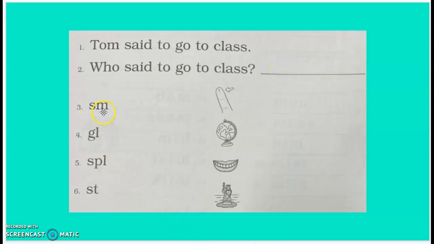Number 3. I'm going to read the pictures first. Split. There is a split in the nail. Globe. Smile. Statue. Go ahead and match the blend with the word. When you're finished, practice writing your uppercase and lowercase m's.